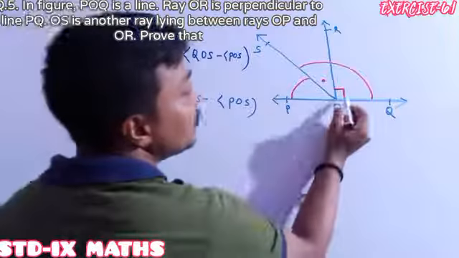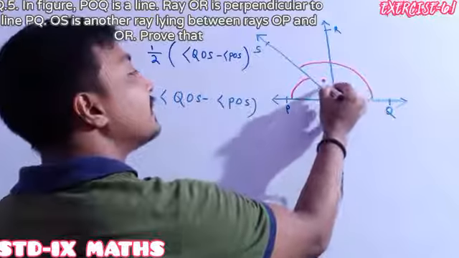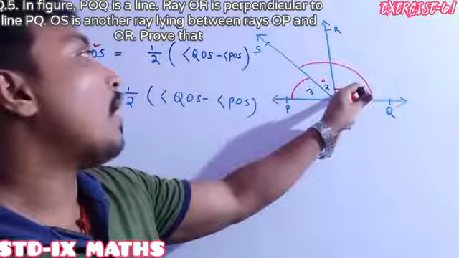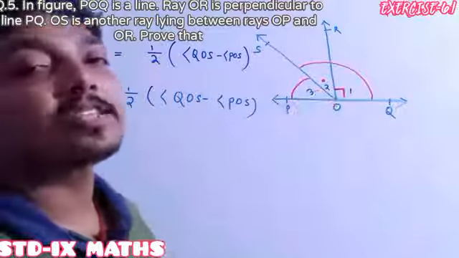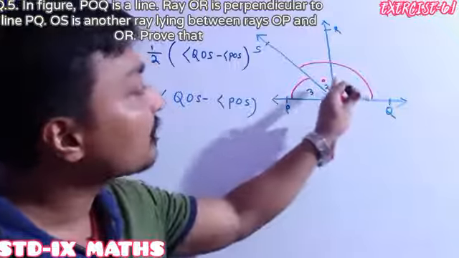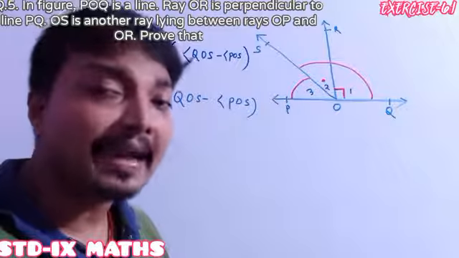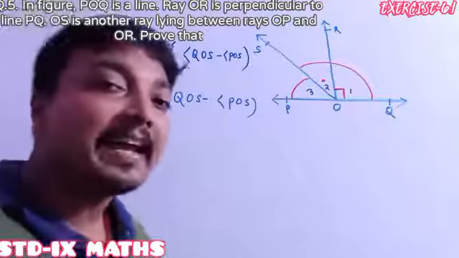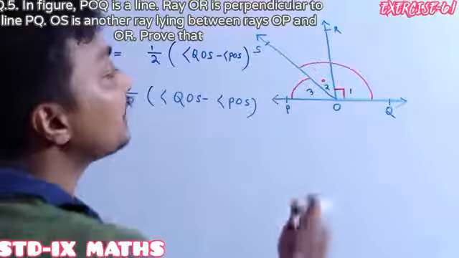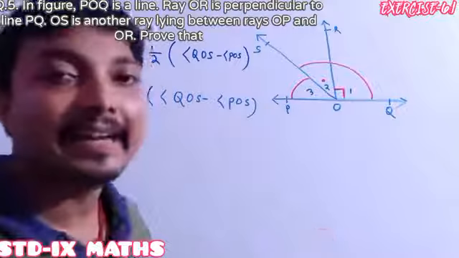Just see, this angle is 90 degrees. Suppose this one is your angle 1, this one is your angle 2, this one is your angle 3. See, the sum of angle 1, angle 2 and angle 3 is 180 degrees, because the sum of the angles formed on one side of a line at a point is 180 degrees.